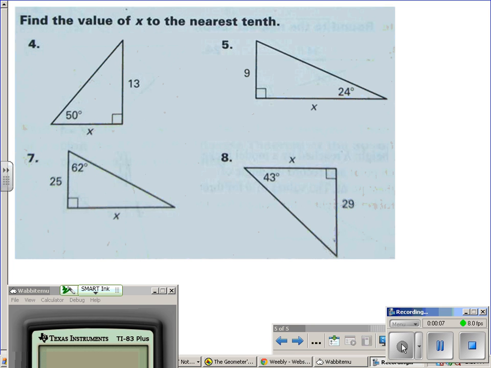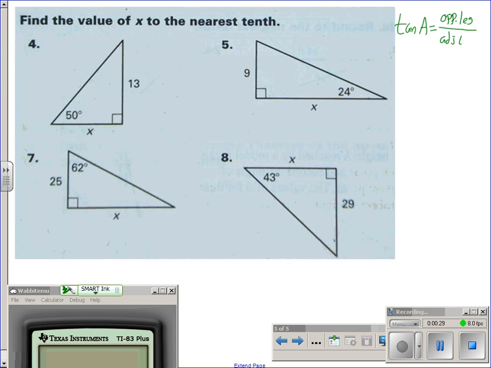In the first video we talked about the idea of what a trigonometric function is. You take the trig function of an angle and it equals a ratio of two sides in a right triangle. And so we talked about the tangent ratio. So the tangent of an angle, we'll just call it A, is the opposite leg divided by the adjacent leg of a right triangle. So, in this example here, it says find the value of x to the nearest tenth.